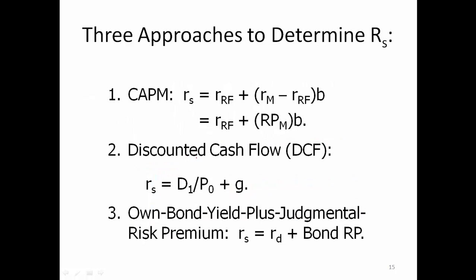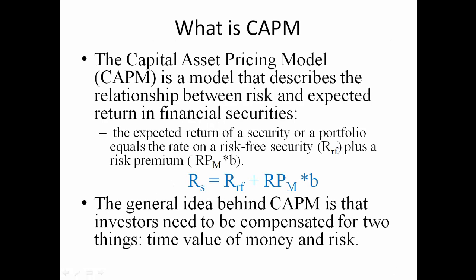We can use three approaches to estimate the cost of equity. The first one is the so-called CAPM model. The second one is the discounted cash flow model, and the third one is called the own-bond-yield-plus-judgmental-risk-premium approach. We'll explain these one by one.